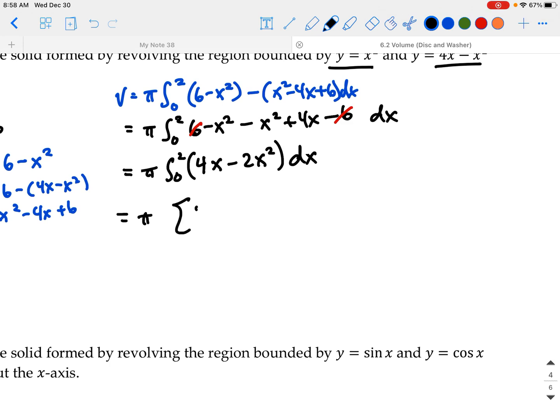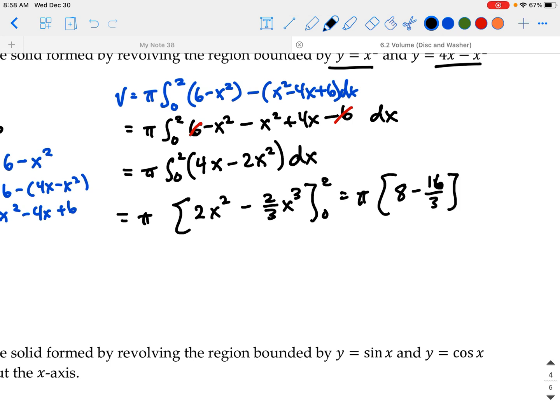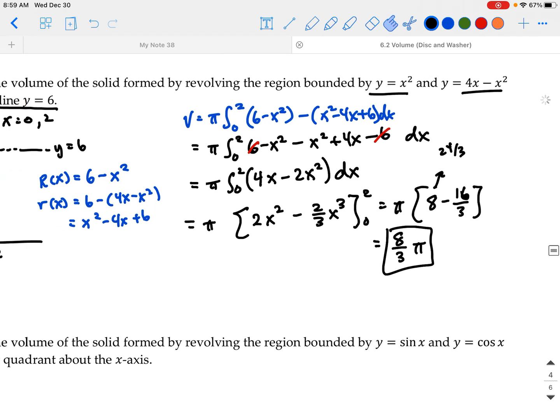So then evaluating, we'll get 2x squared minus 2/3 x cubed from 0 to 2. So we'll get pi, and at 2 we'll have 2 times 4, which is 8, minus 2/3 times 8, which is 16 thirds. And it'll be minus 0, so we don't need to worry about the 0. And we'll just note that 8 is 24 thirds, so 24 minus 16 is 8. So we're going to get 8 over 3 times pi.